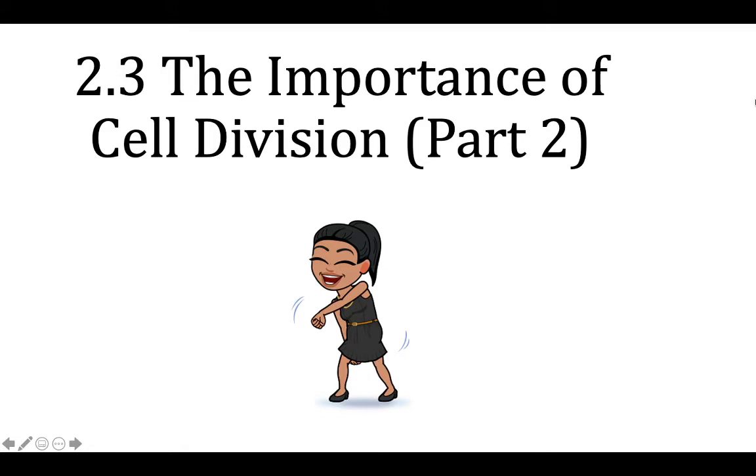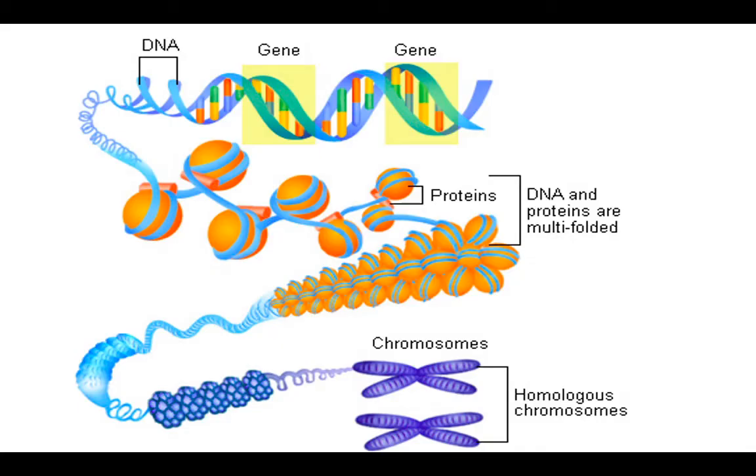Okay, welcome to lesson 4 of chapter 2. We are going to be looking at the remainder of 2.3. I'm going to be doing 2 different sections. So the first section, I'm going to talk to you about some genetic material. And then the second bit, I'm going to be talking about the different components, or the different reasons why cells divide.